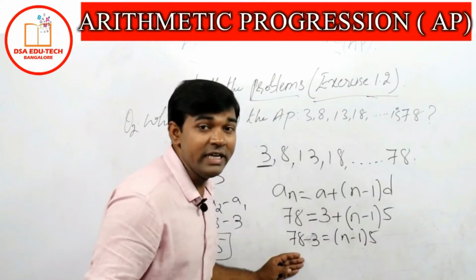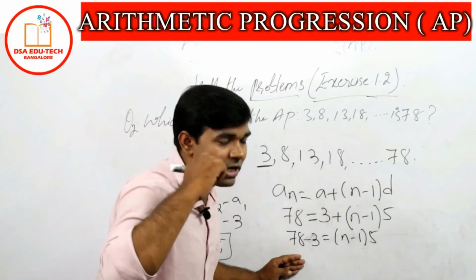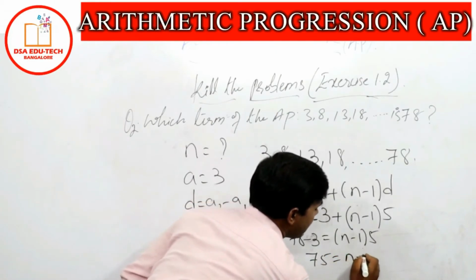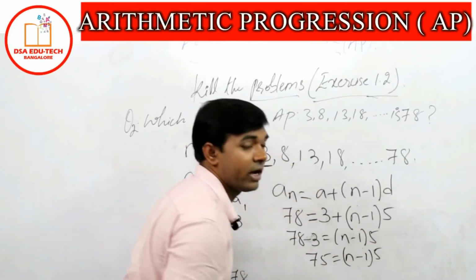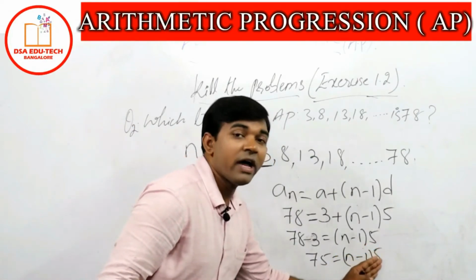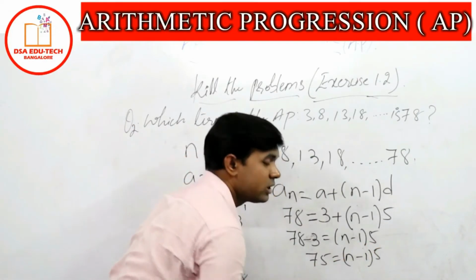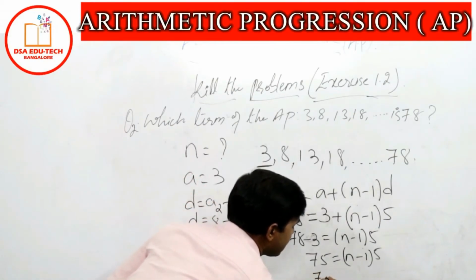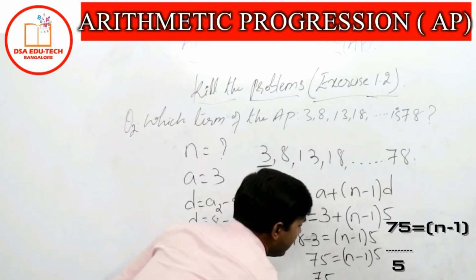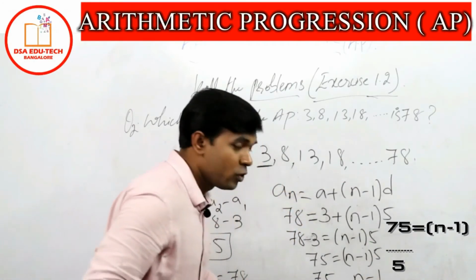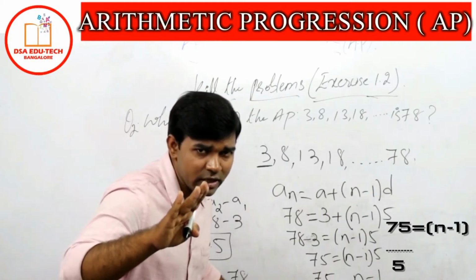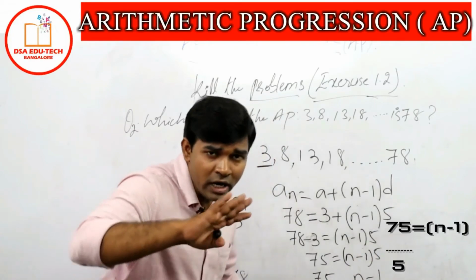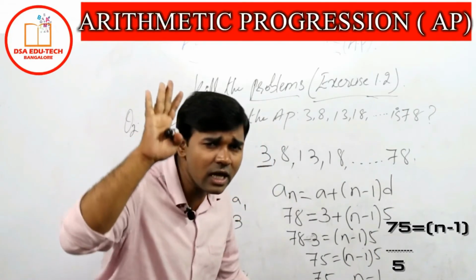So now 78 minus 3 is nothing but 75. I will get 75 is equals to n minus 1 into 5. So now what I would do, this 5 I will bring to the denominator. So what I will get? I will get 75 divided by 5 is equals to n minus 1. So cool enough? Till here everyone is able to understand? I have just done this 5 I have brought to the denominator. More than that nothing I have done.